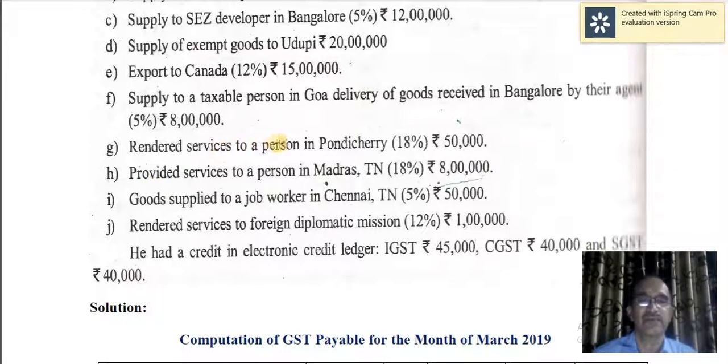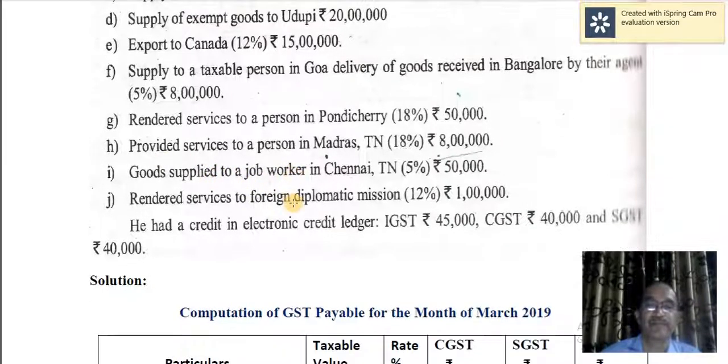Rendered service to a person in Pondicherry. So again, interstate transaction, and therefore IGST has to be calculated on this. Provided service to a person in Madras. Even this one, interstate transaction, IGST at the rate of 18% on 8 lakh. Goods supplied to a job worker in Chennai. So this is not considered to be a supply, and therefore this is not taxable.